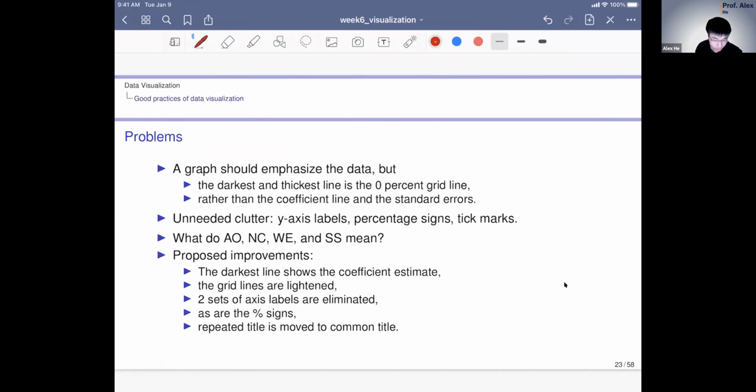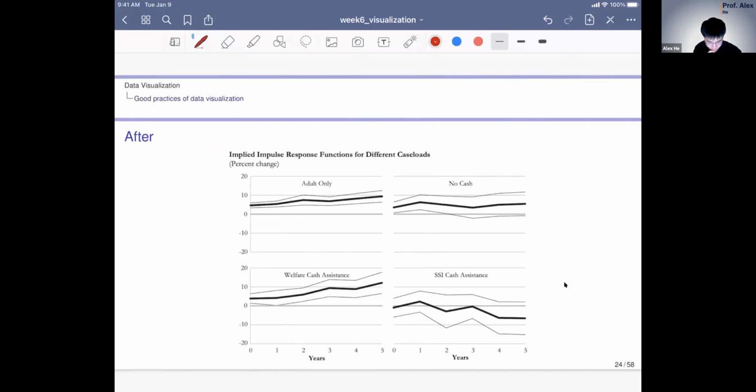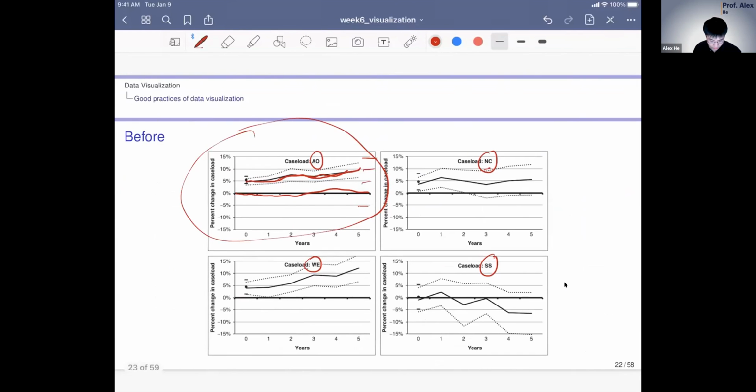So you should reduce those unnecessary clutters like the y-axis labels, percentage signs, and tick marks, and also add labels for these things. And then you could have this figure, which looks much better, right? So now you know what these 4 categories are. These are 4 different kinds of assistance cases, I think, for either disability insurance or some kind of social welfare program. And then you have these 4 groups: adult only, no cash, welfare cash assistance, and SSI cash assistance. And then it also emphasizes this line, which is the data. So now if you want to see how these 4 trends compare, you can just look at this graph and see that pretty clearly.